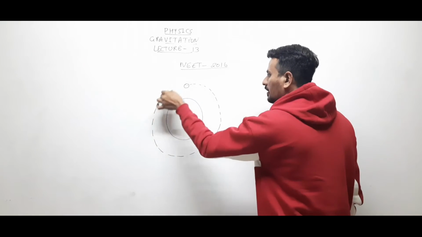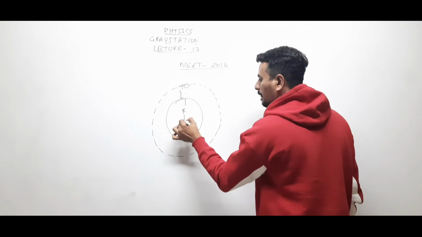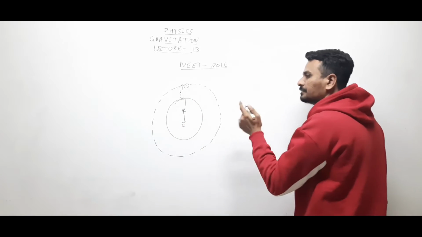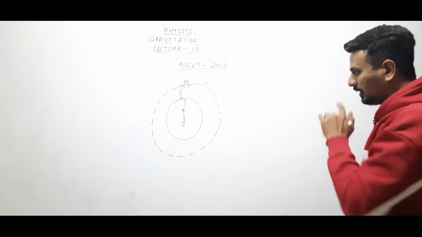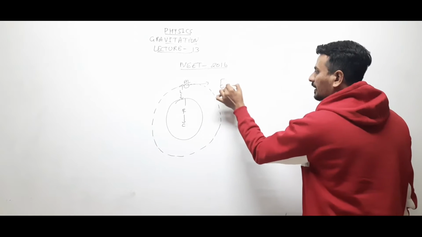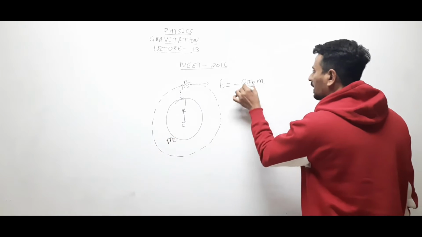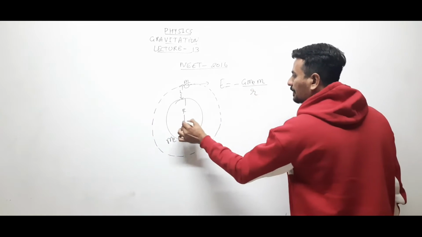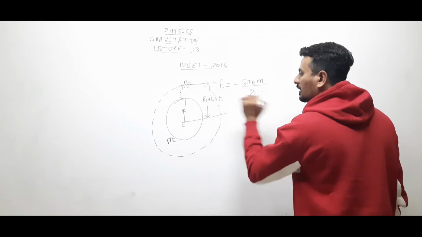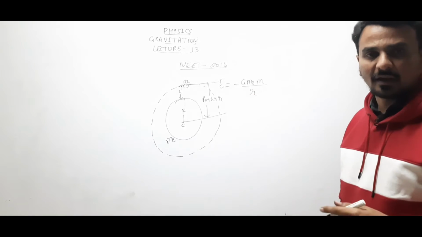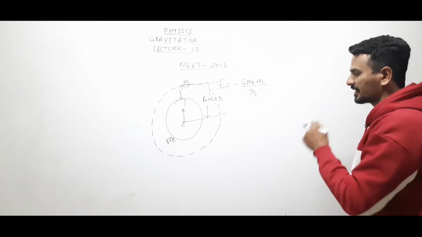Okay, so according to the question, a satellite is orbiting around the earth at a height h. Let the radius be r, and let m be the mass of the satellite. We know that the total energy of the satellite is minus G M_E m by r, where r is the total distance R_E plus h. This is what we had discussed in the previous lecture, right?